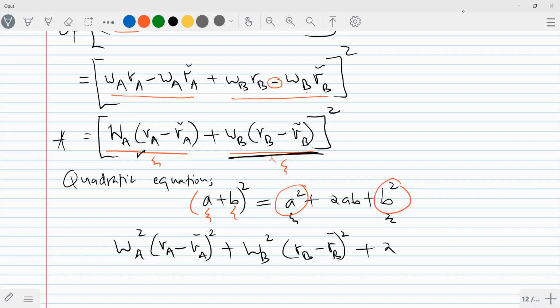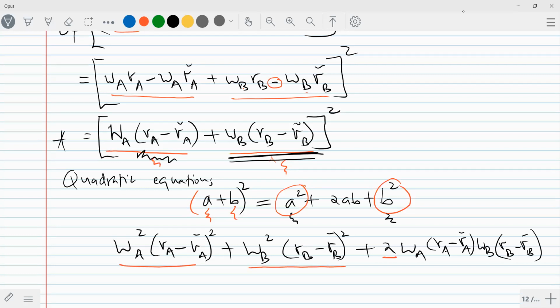Plus 2ab. 2, this is our A here: weight A, return of A minus the mean return of A, multiplied by B, which is weight B, return of B minus the mean return of B. So this is a squared plus b squared plus 2ab.